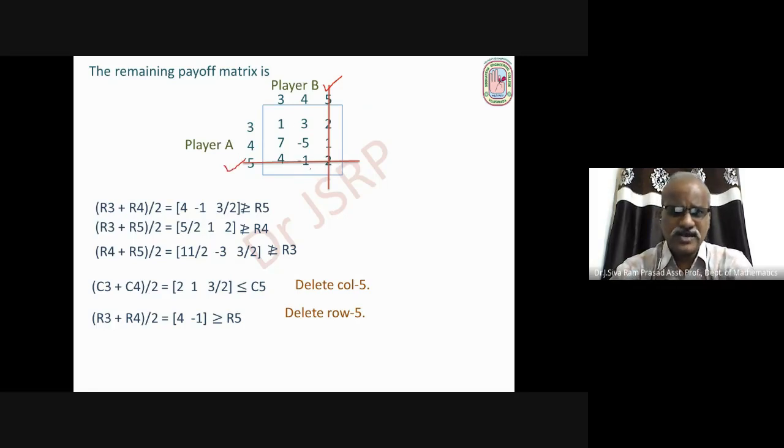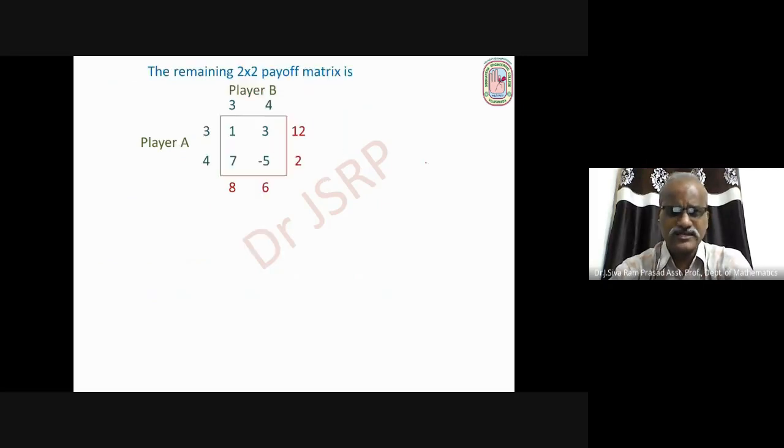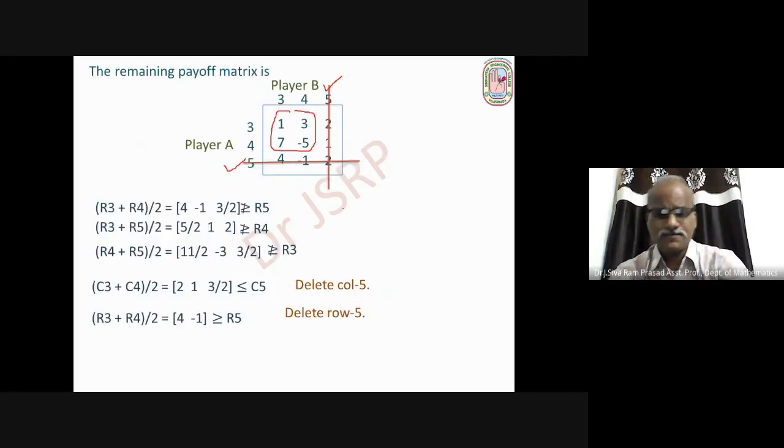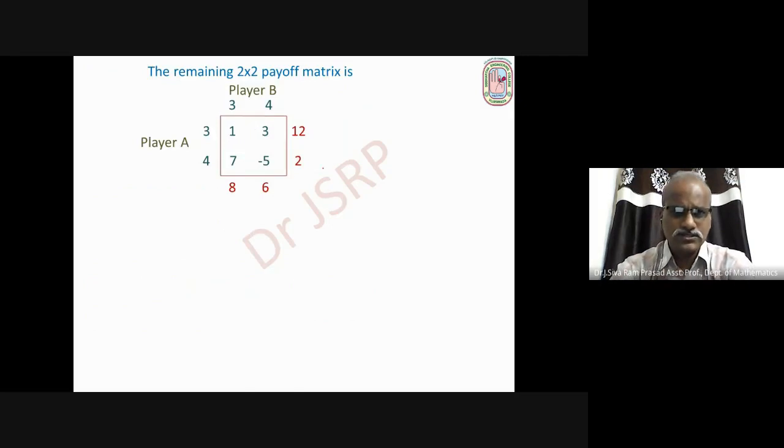Okay. So now the order of the payoff matrix is 2 by 2. Therefore, the resulting payoff matrix is, this is 2 by 2 matrix. That is taking third and fourth strategies of player A and third and fourth strategies of player B. So similarly, we can solve this 2 by 2 game.